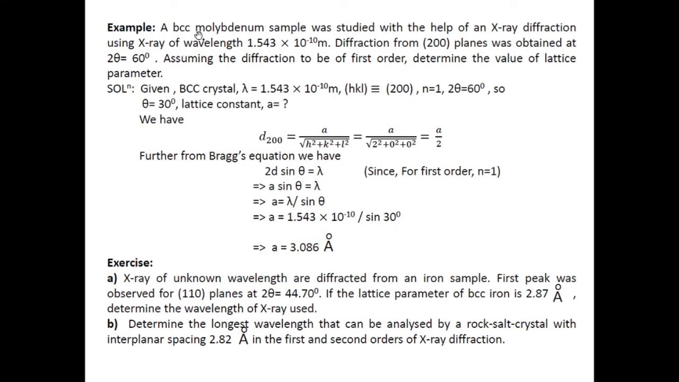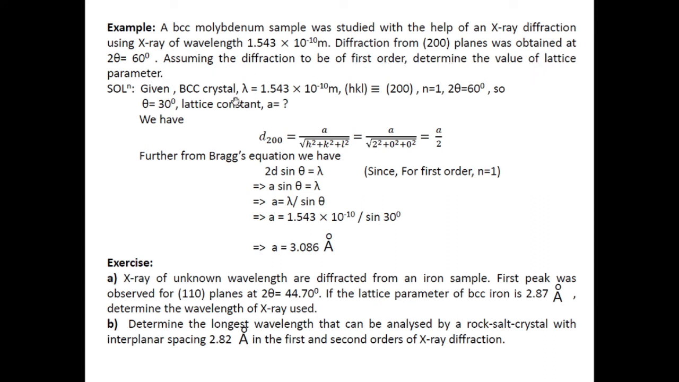Here I have given one example. A BCC molybdenum sample was studied with the help of X-ray diffraction using X-rays of wavelength 1.543 angstrom. Diffraction from 200 planes was obtained at 2 theta. See here, the detector will always measure 2 theta. It is given as 60 degrees. Assuming the diffraction to be of first order, that means n equals 1, determine the value of the lattice parameter.